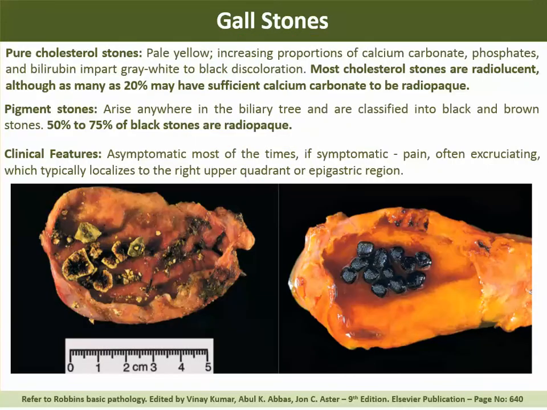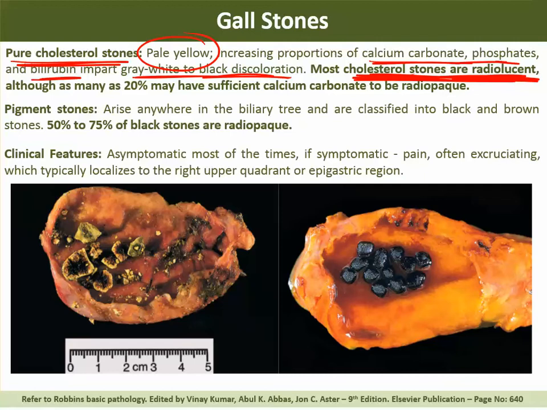Pure cholesterol stones are pale yellow in color, and with more calcium carbonate, phosphates and bilirubin joined together they give a white to black discoloration. Actually pure cholesterol stones are very rare; they are mostly mixed stones, with some color as well as the cholesterol component. Cholesterol stones are radiolucent. What do you mean by radiolucent? If you take an X-ray, you will not find the stone. It is not visible on X-ray.